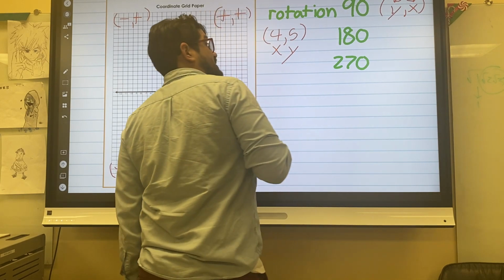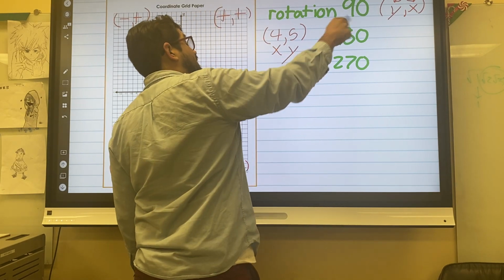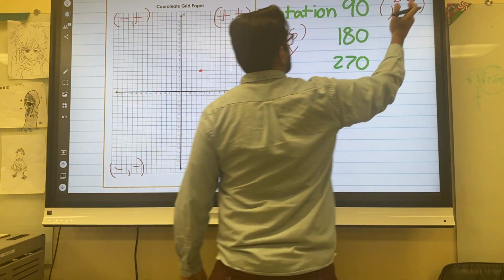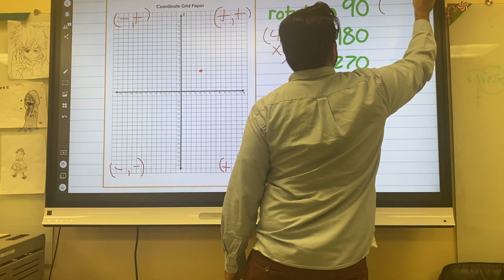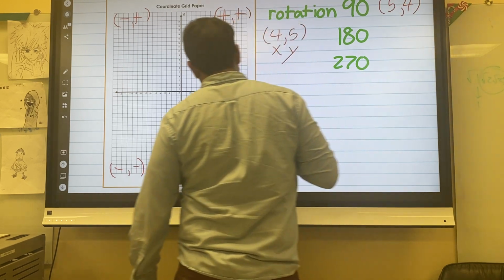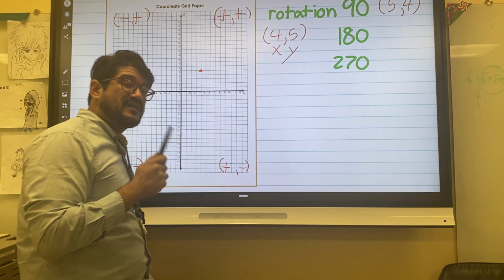Okay, they're going to switch places. So x and y are here. Now it's going to be y and x. So after our 90-degree rotation, the numbers are going to be 5, 4. But I'm not done yet because it matters where the sign is.